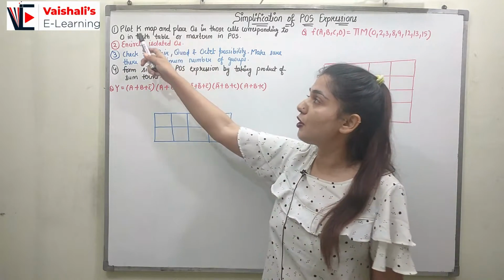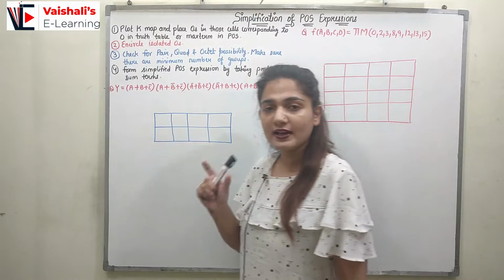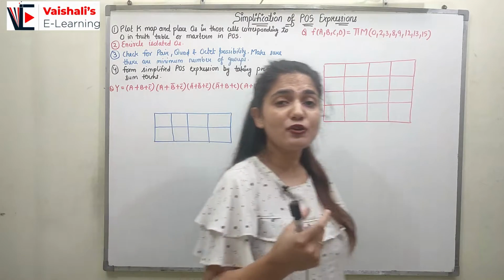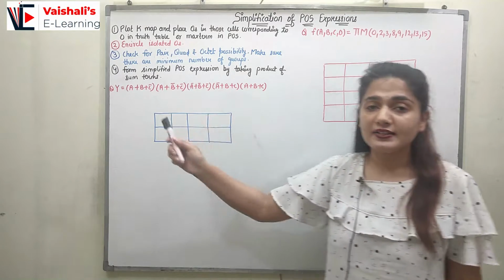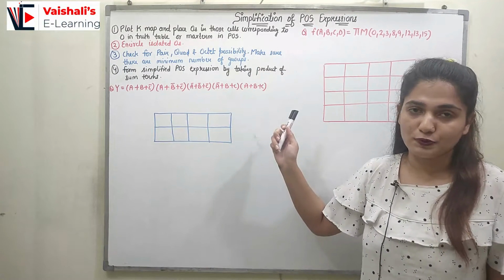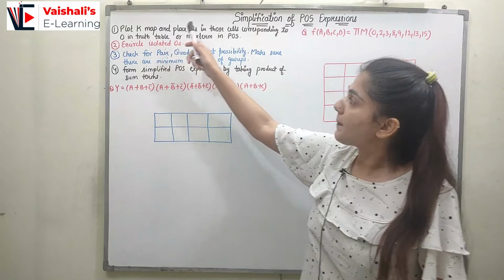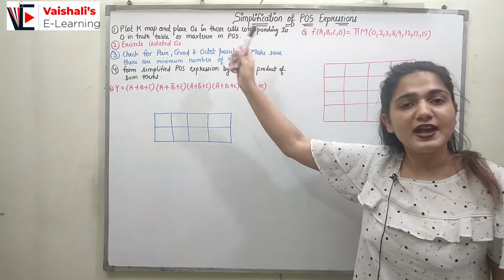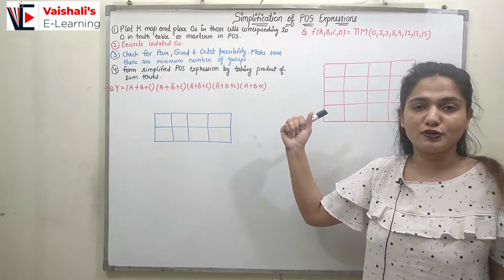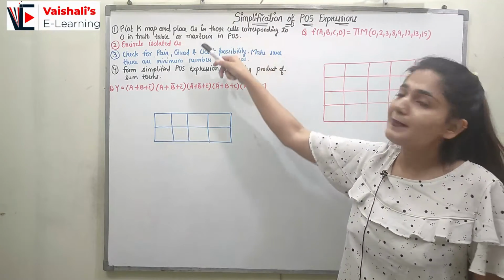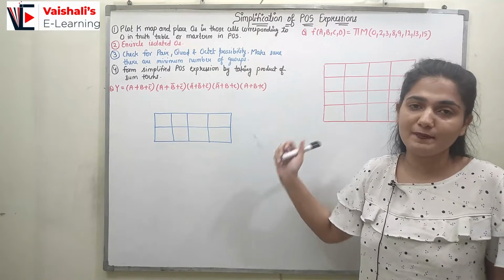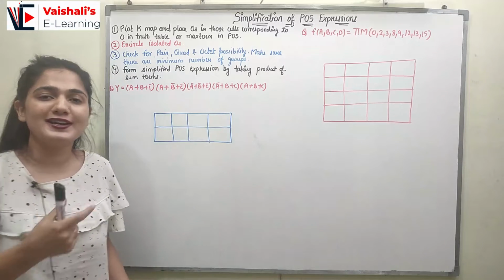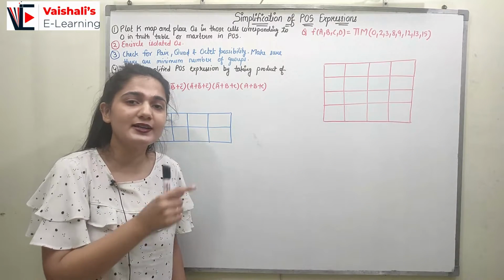First of all, we have to plot the K-map, and now in the K-map instead of putting 1 we are going to put zeros. At which locations are we going to put the zeros? Wherever in the truth table we have the zero output. Plot the K-map and place zeros in those cells corresponding to 0 in the truth table. Or whenever we have a max term, in the corresponding cell of the max term, we are going to put zeros. In the case of SOP, we were putting ones and we were locating ones in the truth table. Here it is reverse.